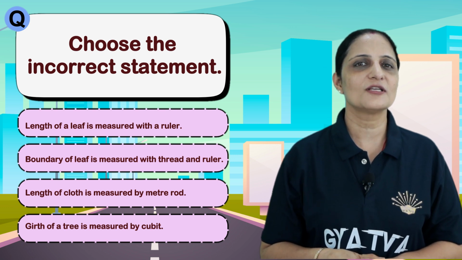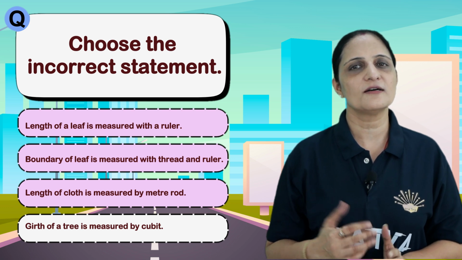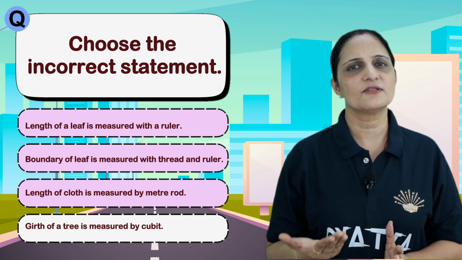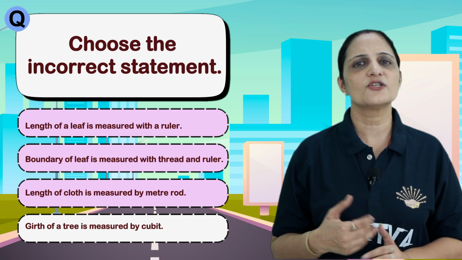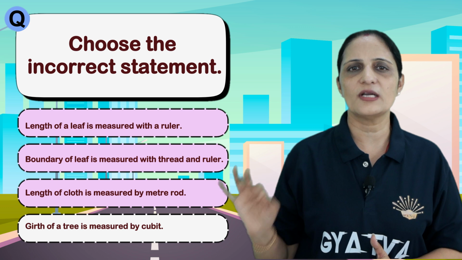So the correct option is option D. Girth of a tree is measured by using a measuring tape or a ruler. It is not measured by a cubit because these are not the standard units.